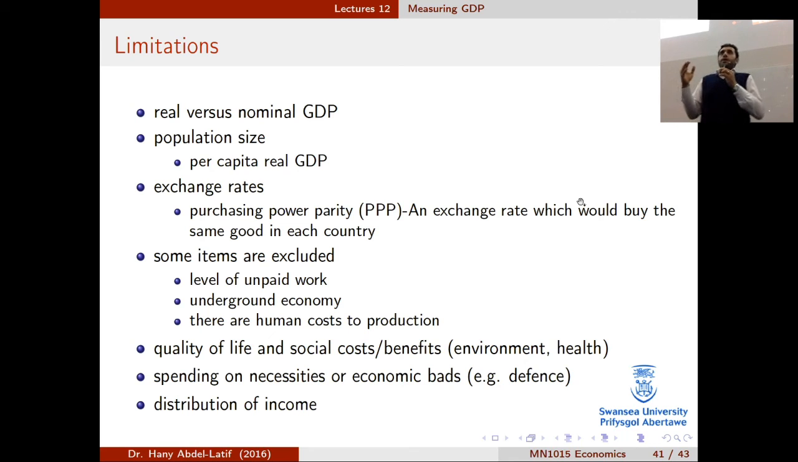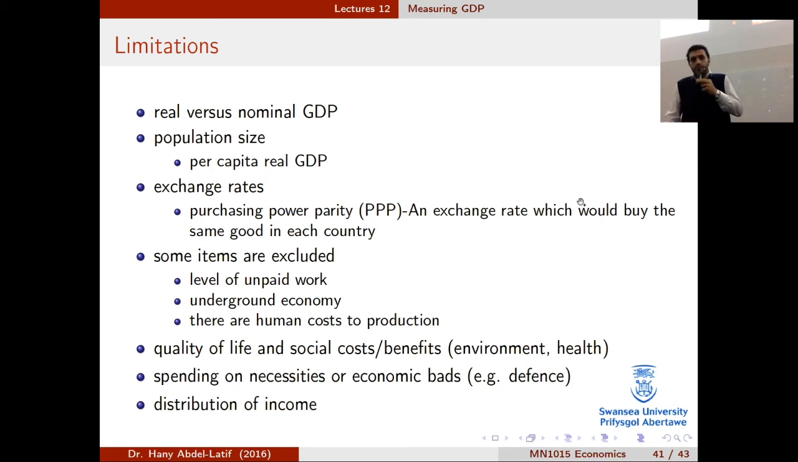Also, how would we compare the GDP calculated for different countries using different currencies? Then we use the purchasing power parity, PPP, exchange rate, which is the exchange rate that would buy the same good in each country. So this is another way to make these kinds of comparisons.